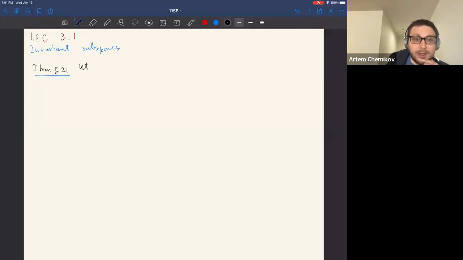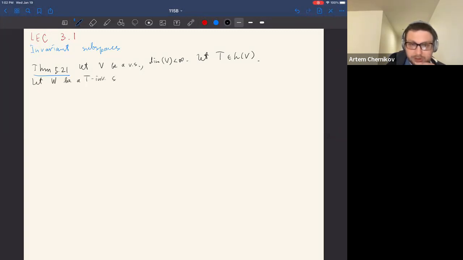So assume that V is a vector space, finite dimensional, and assume that T is a linear operator on V. Okay, so T belongs to L of V. Okay, and also let W be a T invariant subspace of V. Okay, so remember, this simply means that it's closed under the application of the linear operator T, right?